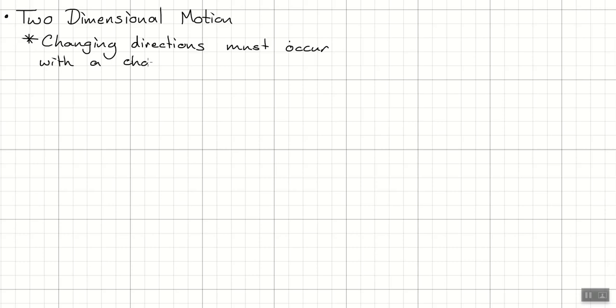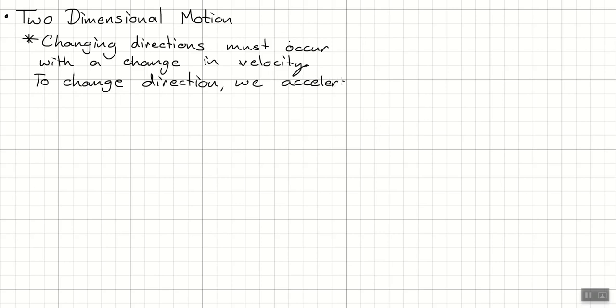Now, there's another way that we could word this. If I want to change my velocity, like the difference between this velocity and that velocity, there's another word for that. We talked about it at the start of class. It was one of the things that we wrote. Acceleration. To change direction, we must accelerate. To change direction, we accelerate.